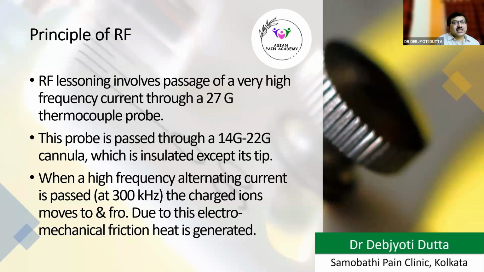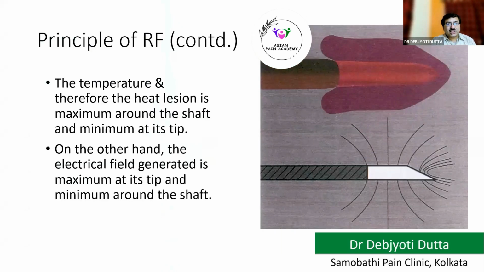RF or radio frequency involves passage of very high frequency current through a 27 gauge thermocouple probe. All right. So it is passed through a thermocouple that is 27 gauge. But here there is also a catch. The thermocouple is such that it can actually sense the temperature. That means it will deliver the current and it will sense the temperature. I will show and demonstrate the machine, and that will be very much clear to you. And this probe is passed through a 14 to 22 gauge cannula, which has an insulated portion and a tip portion. Let's see how it is.